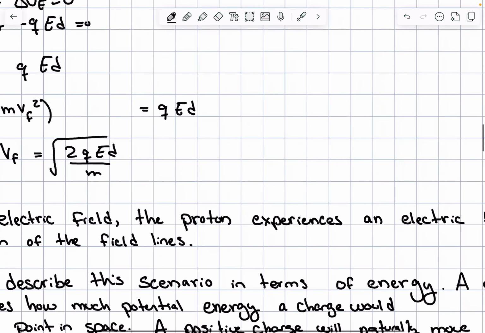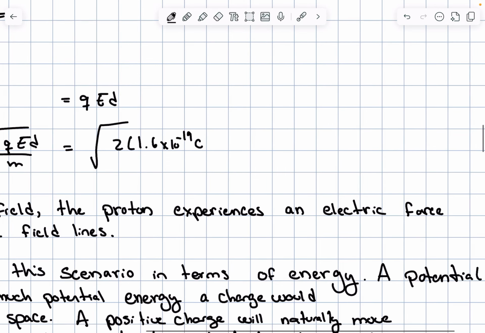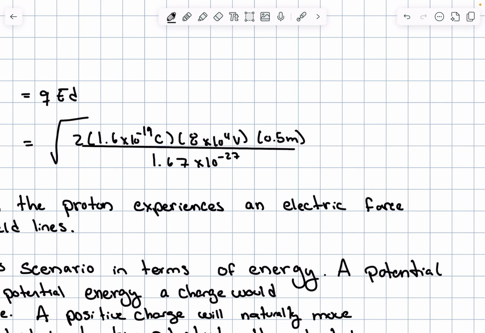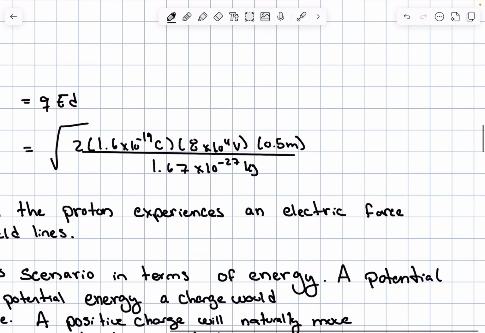I can now plug in all my numbers here, and I get the square root of 2 times q, which for a proton is 1.6 times 10 to the negative 19 coulombs. E is my electric field, that's given to me, 8 times 10 to the 4 volts per meter. And then I have d, which is how far it went, half a meter. All of this divided by m, which is the mass of a proton, about 1.67 times 10 to the negative 27 kilograms. Take the square root of all of that, and I get about 2.8 times 10 to the 6 meters per second as my answer.